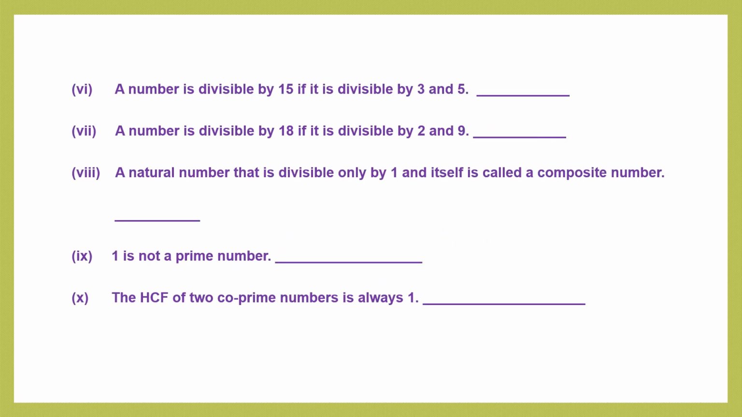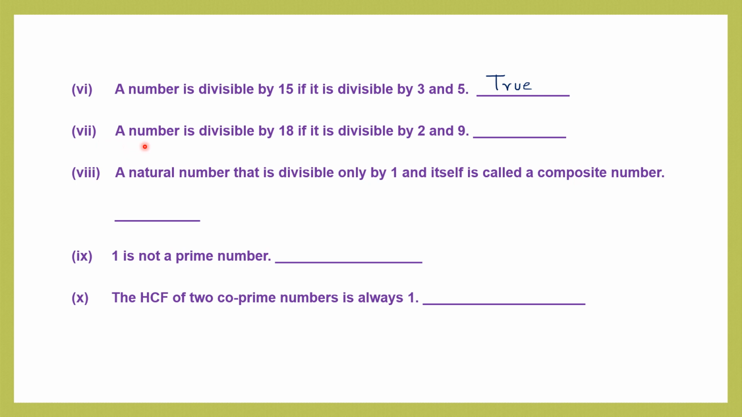Okay, now let's go on to the next statement. A number is divisible by 15 if it is divisible by 3 and 5. That statement is true because 3 5s are 15. So if a number is divisible by 3 as well as by 5, then we say that that number is divisible by 15. So this statement is true.